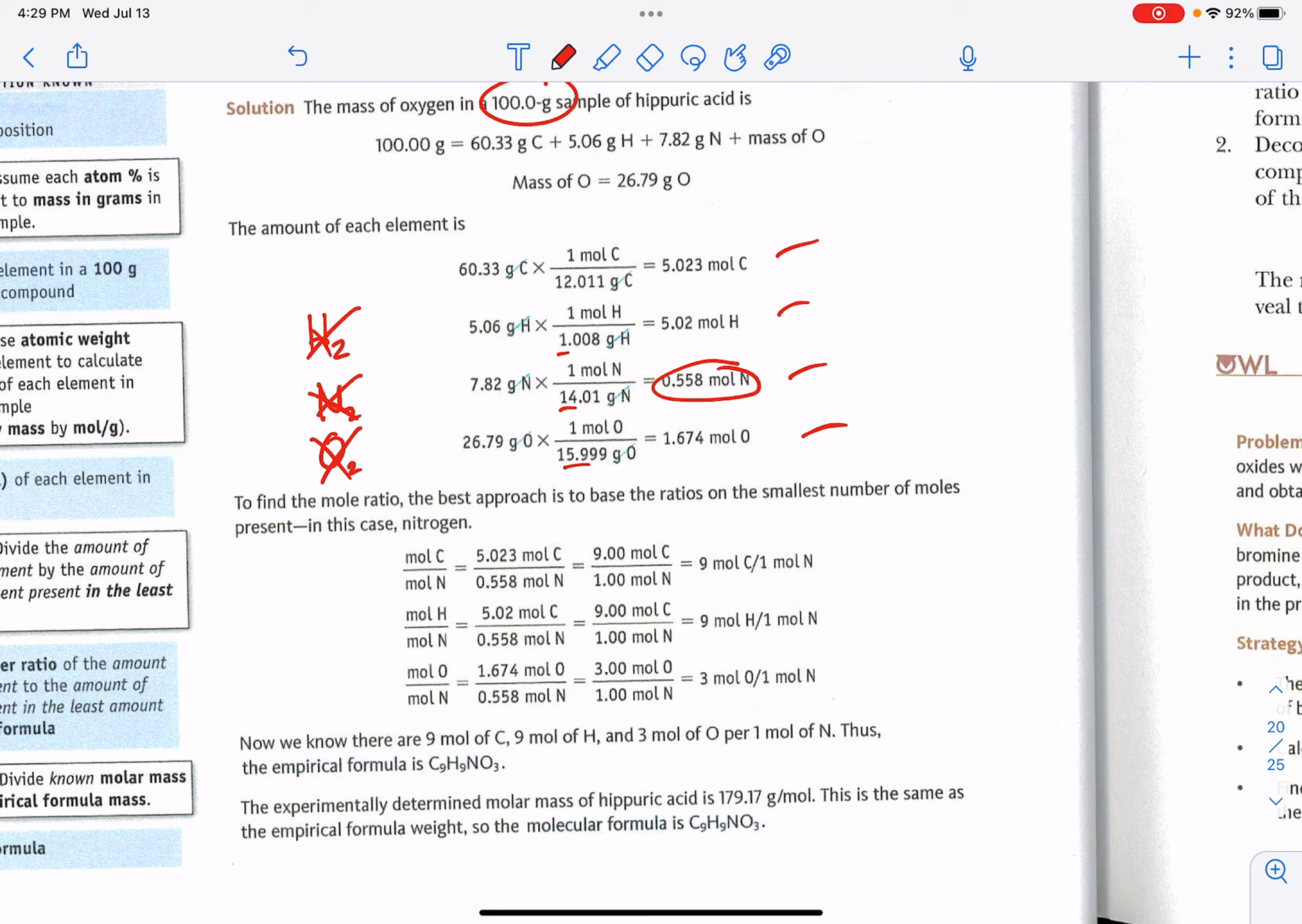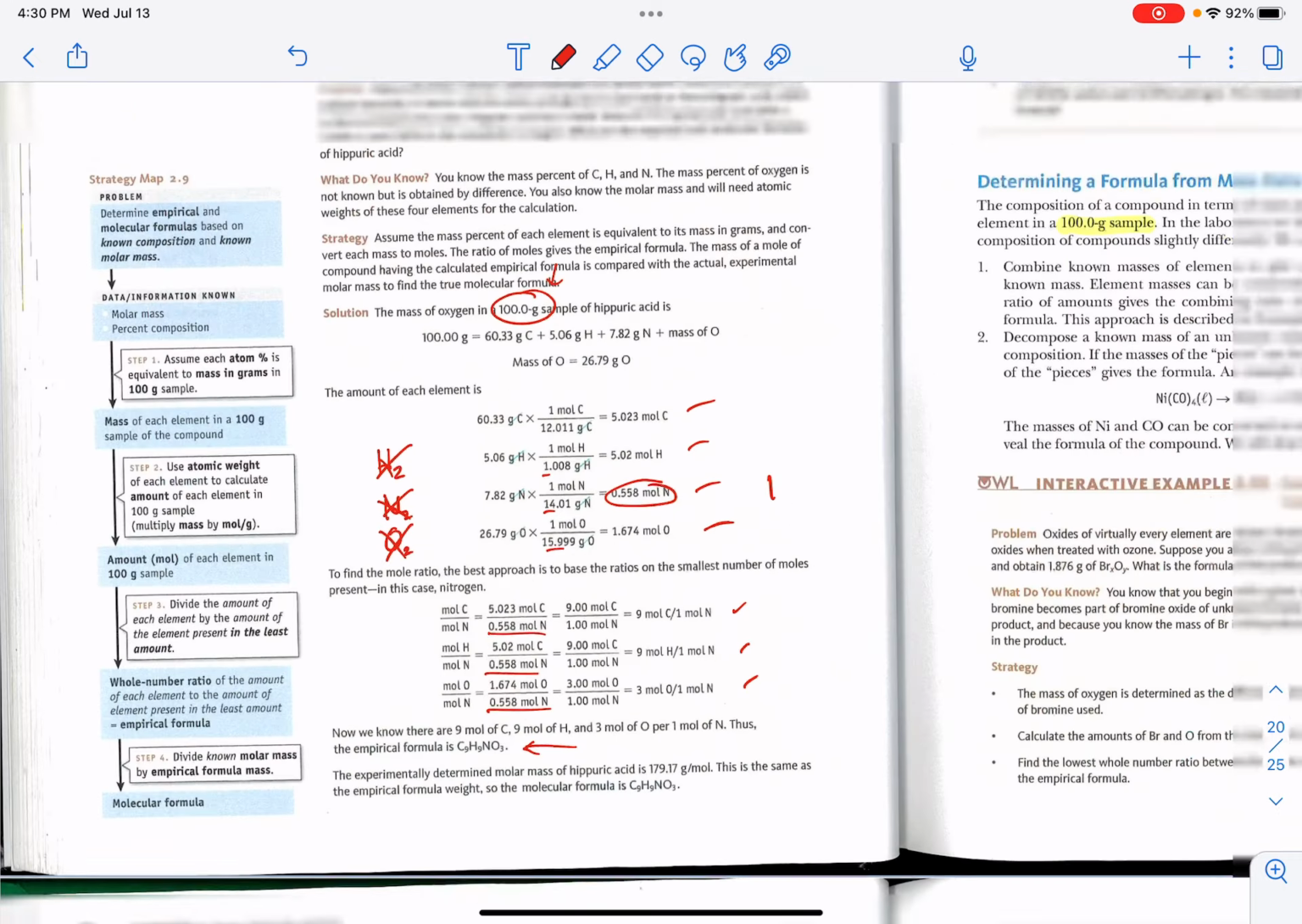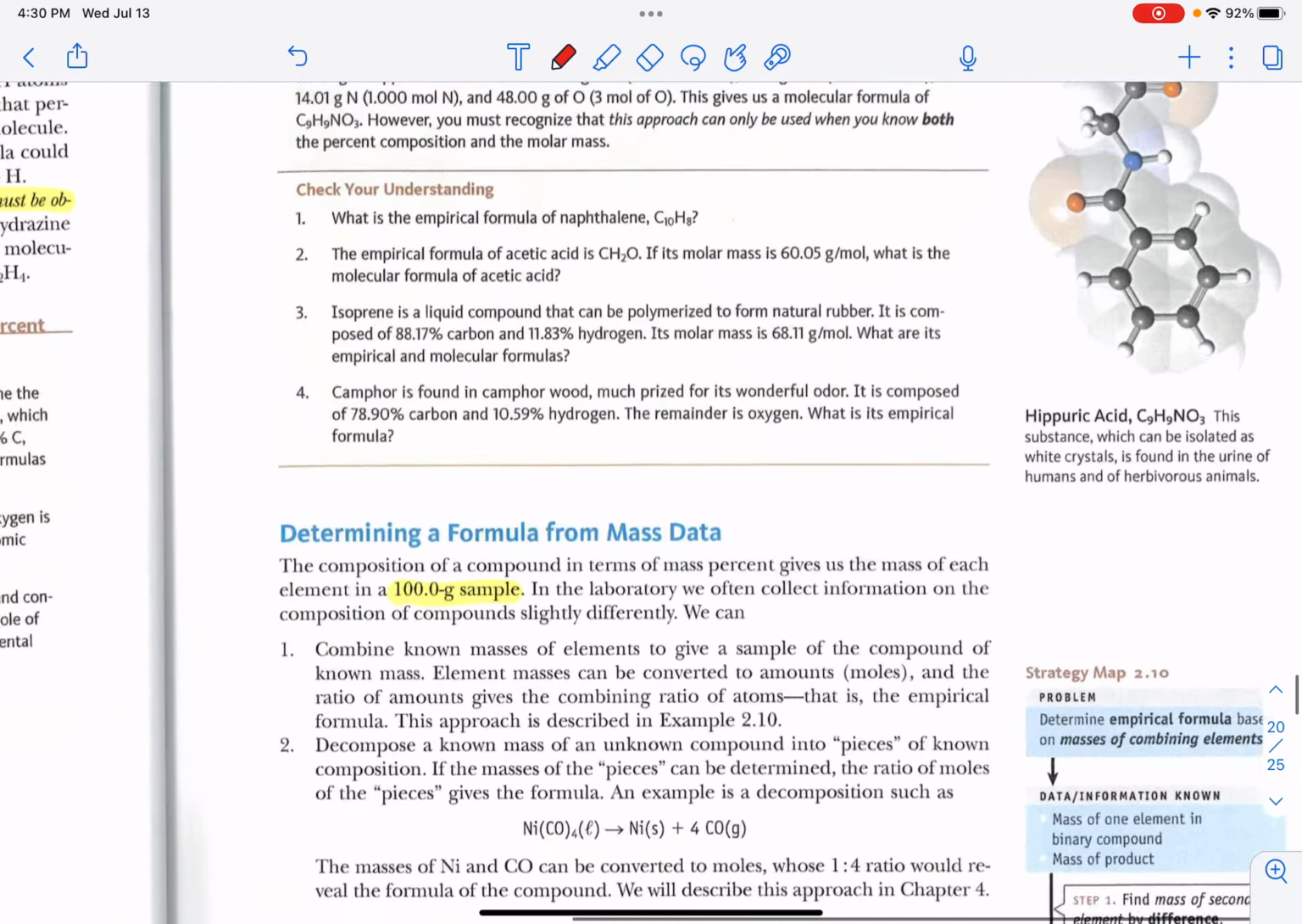In any case, once you find your smallest number, you're going to divide all of the numbers by that smallest number. This 0.558 divided by itself gives you a 1, and then you get your other numbers, which become a 9 and a 9 and a 3, and so there is your simplest whole number ratio, your empirical formula. Sometimes it doesn't always work out nice and neatly like that, and you might have a fraction in there like a half or a third, in which case you just multiply the entire formula by 2 or 3.